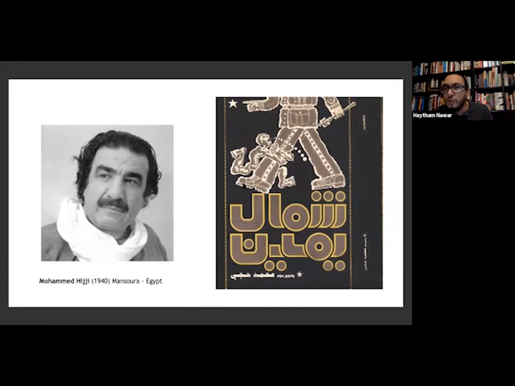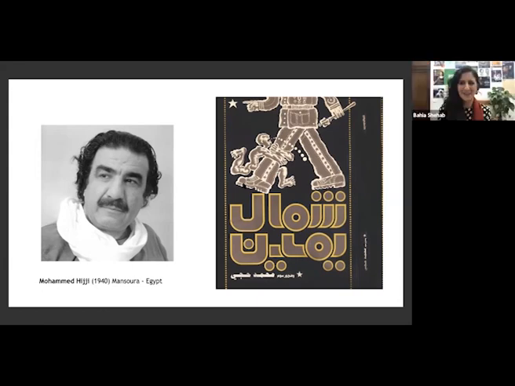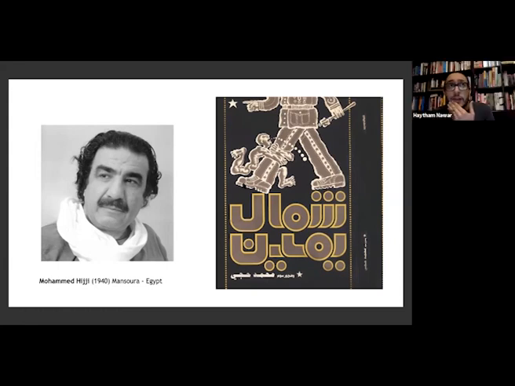So Muhammad Hijri did draw a beautiful book criticizing regimes and political systems, called Shmal Yemin, published in a limited edition in Tunisia. And then when he wanted to publish it again in Egypt, it was rejected, and until the moment you speak, it's not allowed to publish this book. It's a censored book.